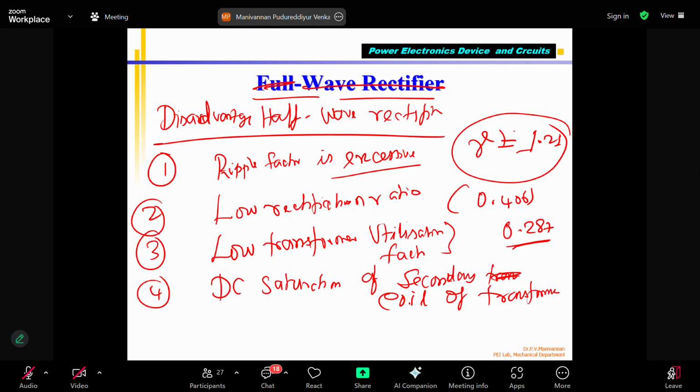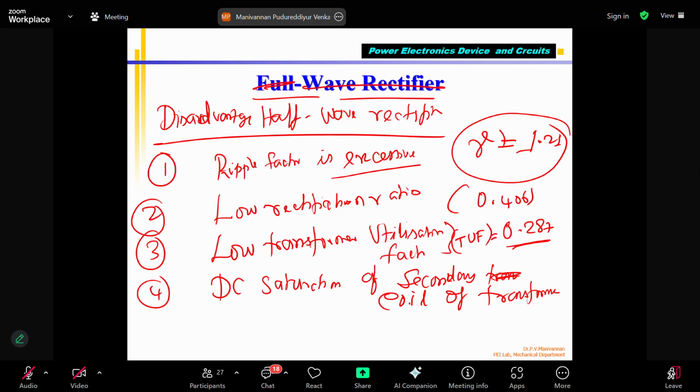Gamma should be 0 or lesser is better. Rectification ratio also, 0.4 is not good. The transformer utilization factor we call TUF. Please note that already we saw the equation. In some exams, you can expect questions from this. Some calculations, all those things.